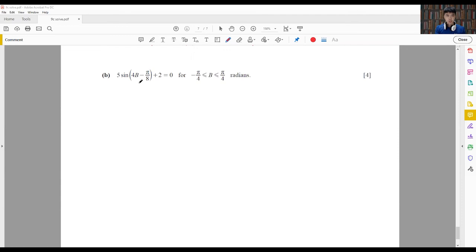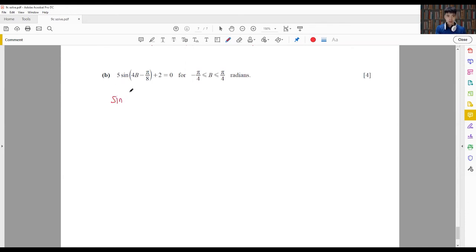For this last question here, let's look at what we have. 5 sine bracket 4b minus pi over 8 plus 2 is equal to 0 for the range between negative pi over 4 and pi over 4. So what we need to do when we get the answers later is we need to minus our answers by 2 pi. Okay, so let's just solve this like what we would normally do first.